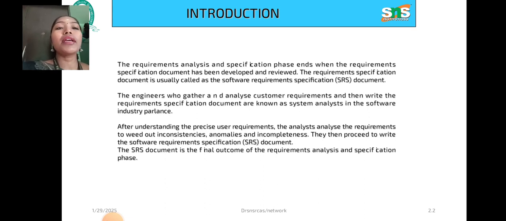the engineers who gather and analyze the customer requirements and then write the requirement specification document, known as the system analyst. So after understanding the user's requirements, we can analyze the SRS document. This document is finally the outcome of the requirement analysis and specification phase.